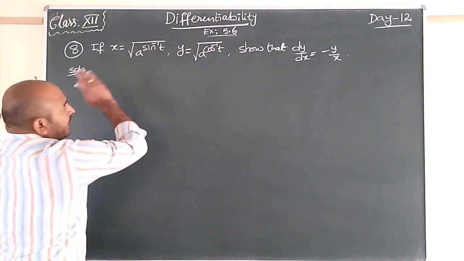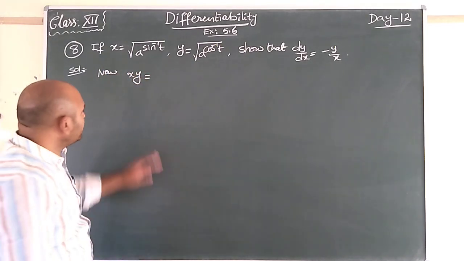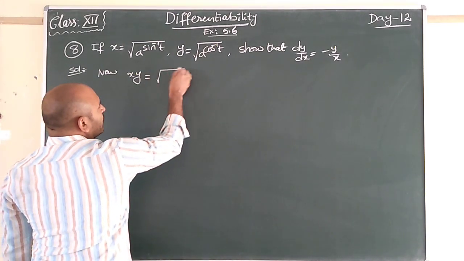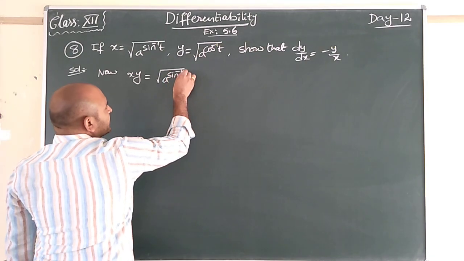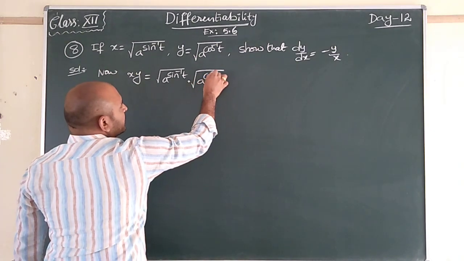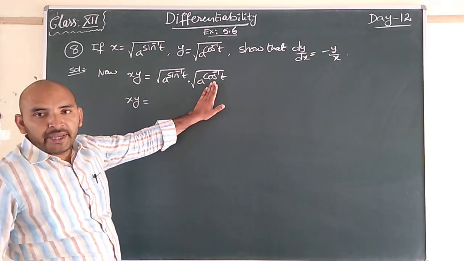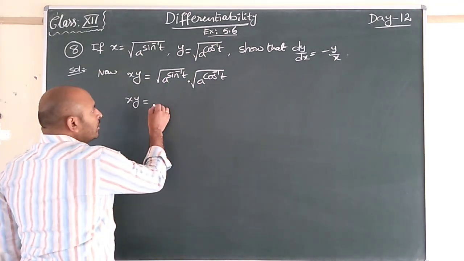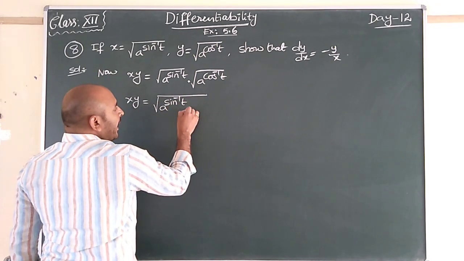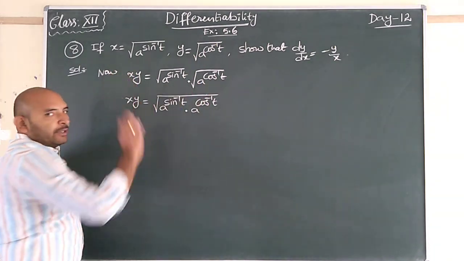So now I am taking x and y, x into y is equal to, that means the product of two functions. What is the x value? Root of a power sin inverse t, into the y value. What is the y value? Root of a power cos inverse t. So xy is equal to root a into root b, root of ab, that is root of a power sin inverse t into a power cos inverse t.